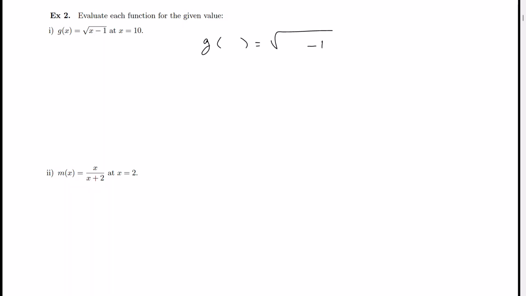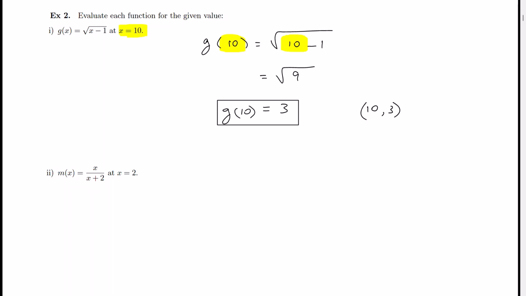But in place of all the x's that used to be there, I'm going to leave some gaps, some spaces, and write down the number that I'm provided with. In this case, it's a 10. And again, PEMDAS tells me that I'm supposed to subtract 10 minus 1 first, and that gives me 9. Finally, the square root of 9 is going to be 3. So this implies that g of 10 is equal to 3. The input is 10, and the output is 3 for this function g.